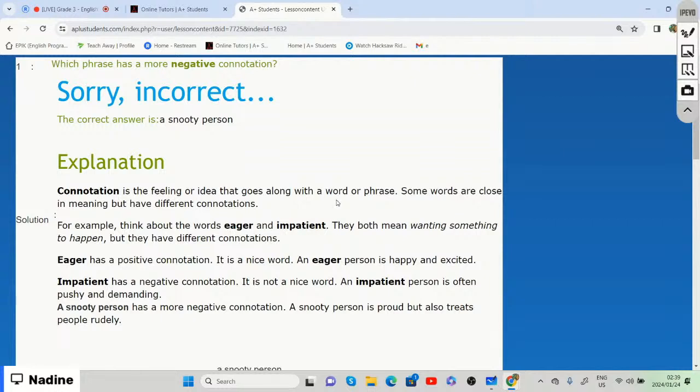So we said when it comes to connotations, we have negative connotations and we have positive connotations. Of course, positive connotations means it's something good, it's compliments, it's all of the nice things, right? Whereas negative, it is the opposite.